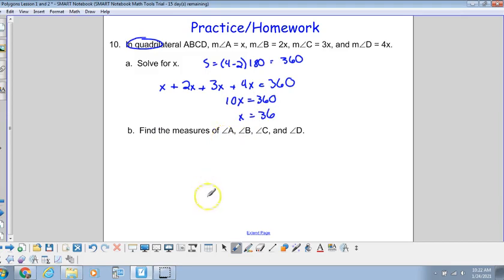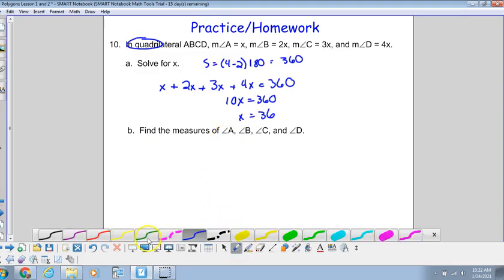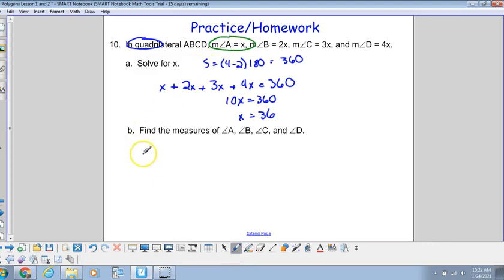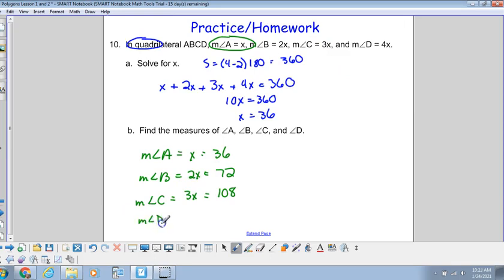So then how do we find angle A, angle B, angle C, and angle D? Okay, angle A is just x, so that's 36. The measure of angle B is 2x, so 2 times 36, that's 72. And the measure of angle C is 3x, so 3 times 36, that is 108. And the measure of angle D is 4x. If x is 36, then 4 times 36 is 144.